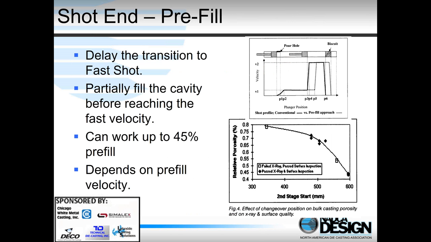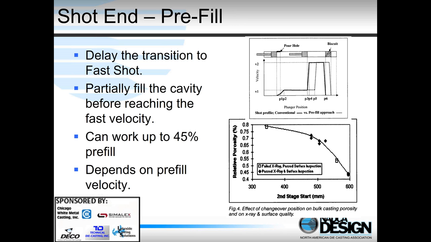Another thing we can do to reduce porosity is to delay the time when we go from the slow shot velocity to the fast shot velocity. And there's data out there that says this can help, and this is very, very important when we talk about thick wall die castings, less so for thin wall die casting. So if I kind of look at the top curve here, here's my slow shot velocity, here's my fast shot velocity, and what I've done is delay when I go from the slow shot to the fast shot. And I can maybe fill up to about 40% of the cavity this way.